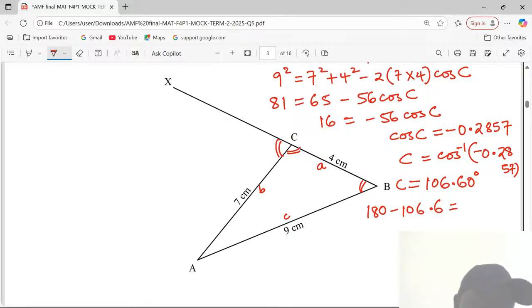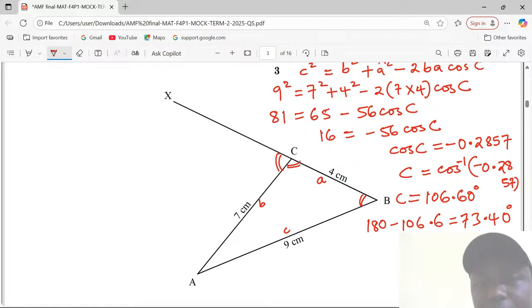180 minus this value, I'll get 73.40 degrees. 73.40 degrees.